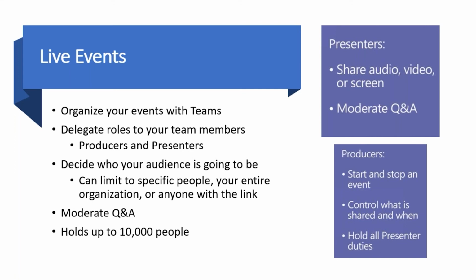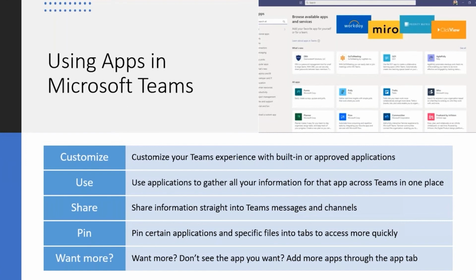And then the producers get a little more control. They are able to start and stop the event, control what is shared and when, and anything else the presenter is able to do. You can imagine that you need a producer because not everybody in the audience turns off their audio, so all of a sudden you hear people's dogs barking and other things that happen in meetings, and the producer can really control the flow to make sure the audio quality and video quality are right. Correct. So it's a pretty powerful tool.